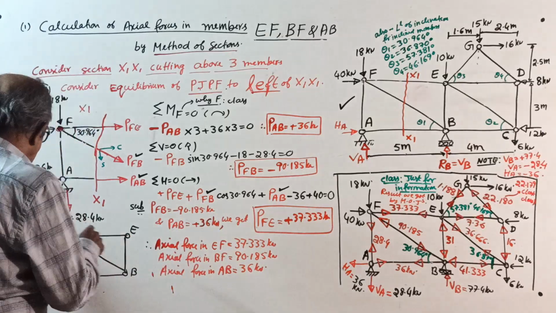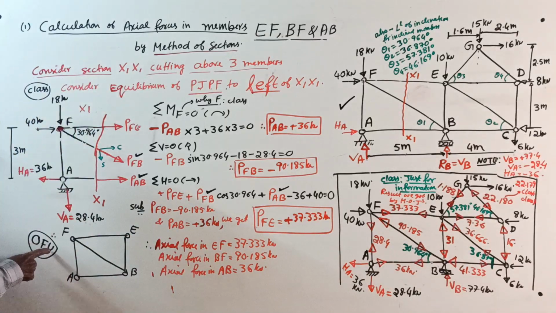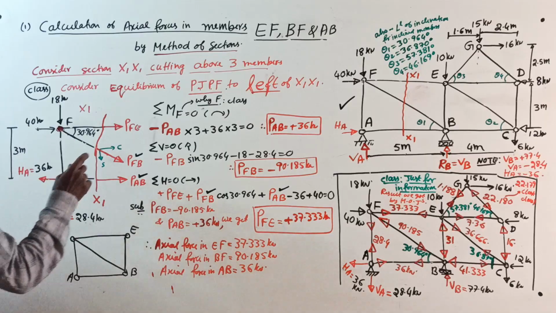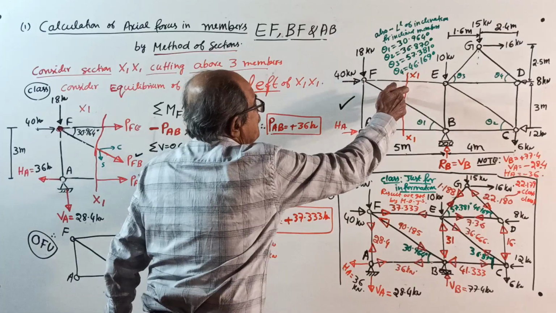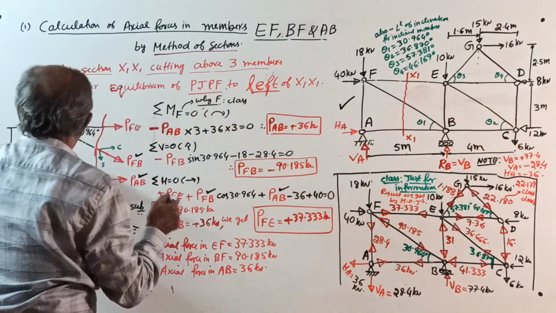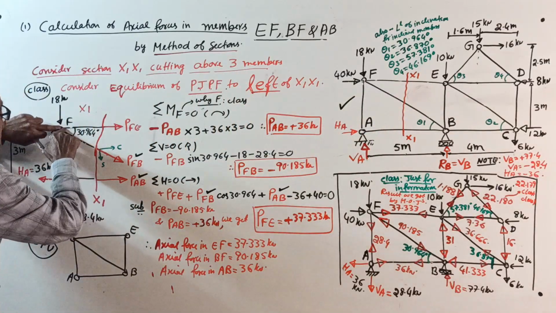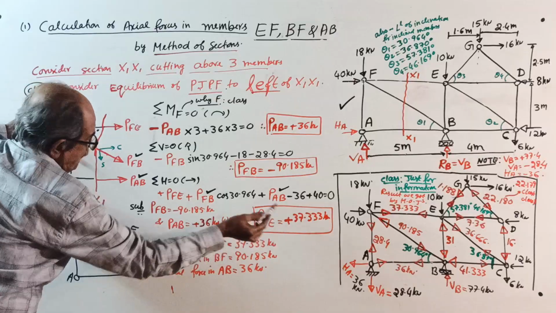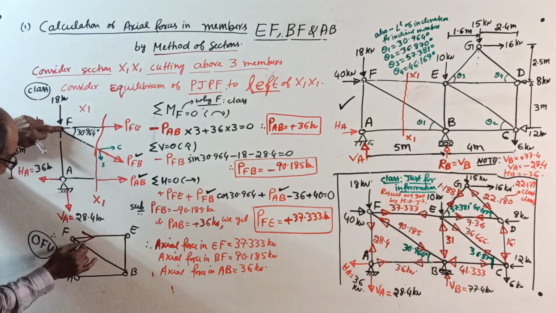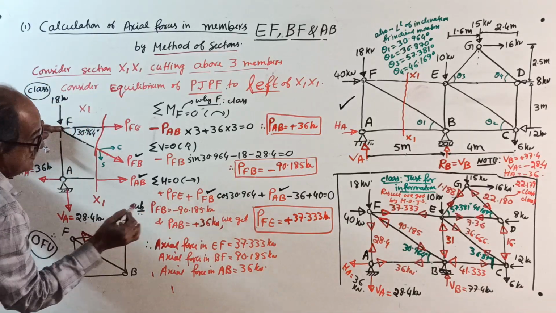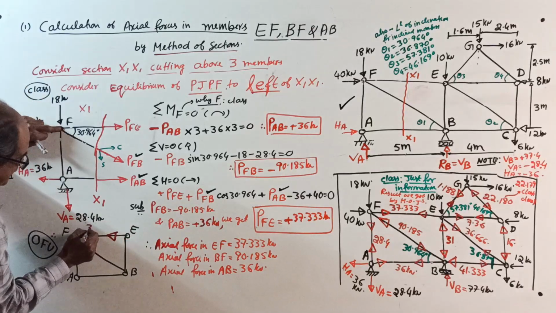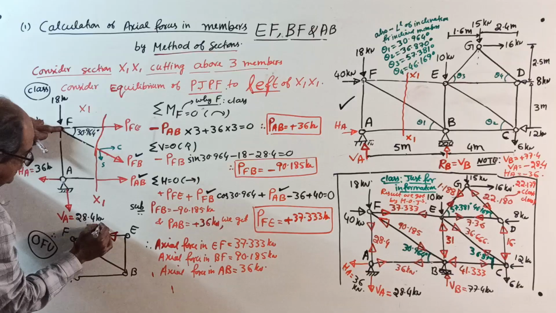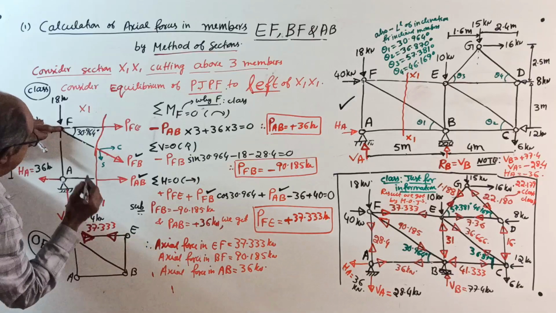Just only for understanding. See correctly. These are the three members we want. See here. From F, you took this way, FE. Answer came positive, so it is correct. See, opposite here. This answer is 37.333 kilonewton. I want, right?